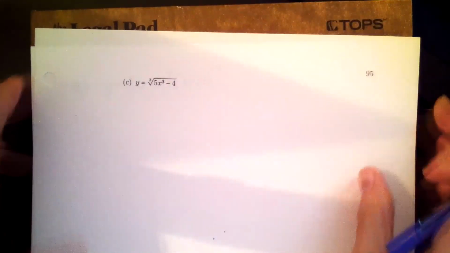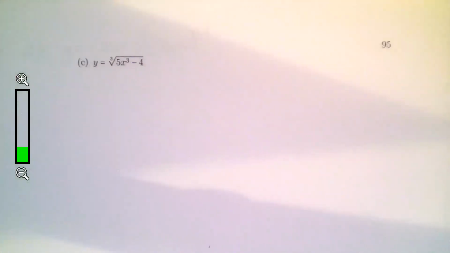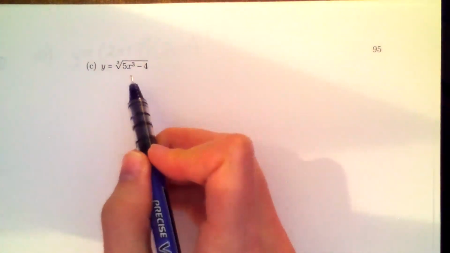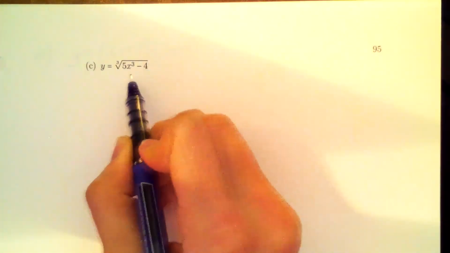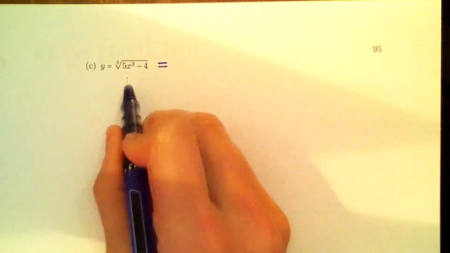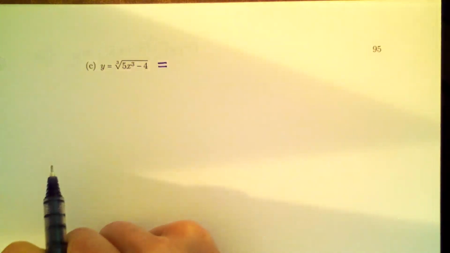Our next practice problem, part C, we have the cube root of 5x cubed minus 4. Cube root. Now, I say this a lot in my classes, but roots shouldn't exist in calculus because we always have to convert roots to powers in order to do derivatives or calculus with them. So when you have a root in your function, we almost always need to transform it into its power equivalent, which is true here as well.